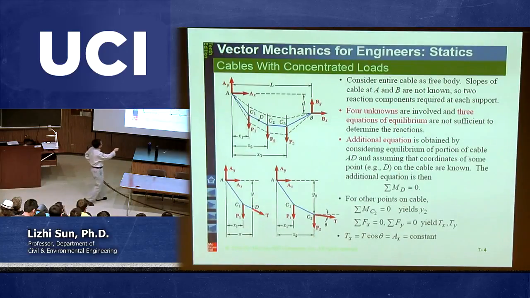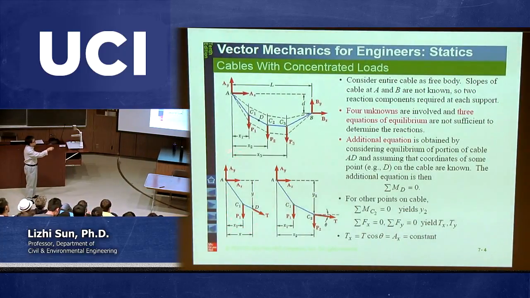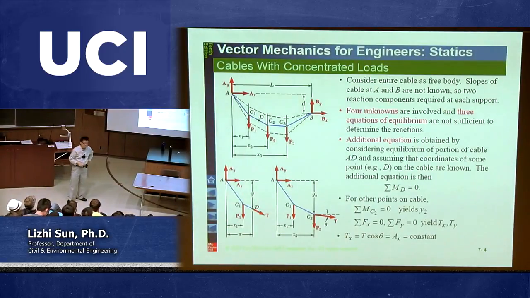And actually, you know what? This one has to be a two-force body. It has to be going through that direction. So now, let's go back and look at this new free body diagram. How many unknowns do we have?